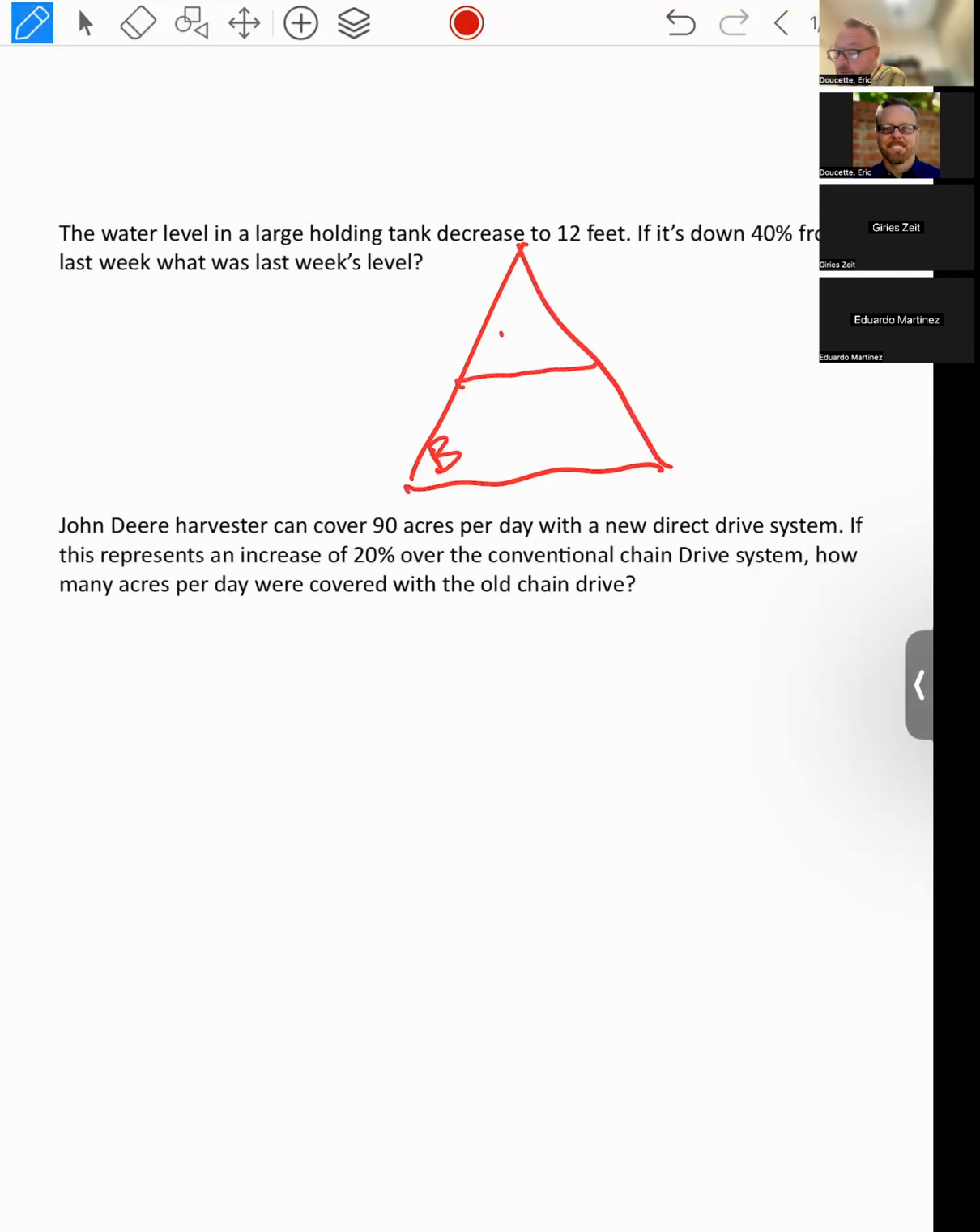So in this case, we know it was 12 feet. We also know it's down 40% from last week. So we could do 1 minus 0.40 or 0.60, right? Because it's down 40% from last week. So that means it's 0.60. So I would divide 12 by 0.60. And that's going to tell me what. So it was 20. That was the answer.